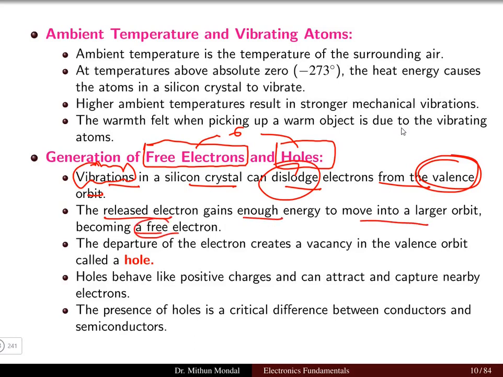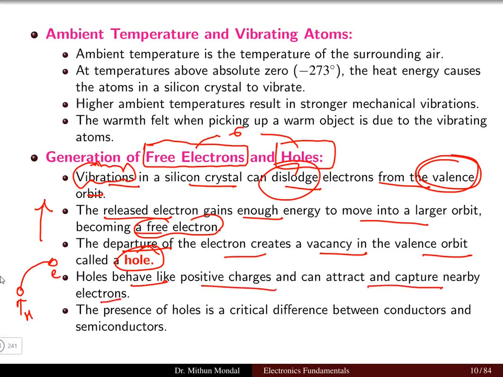So electrons will move from one orbit to another orbit of higher energy. The departure of the electron creates a vacancy in the valence orbit, which is called a hole. So when the electrons move from one orbit to another, then the hole is created. So this is the hole, and here the electron has moved. Holes behave like positive charge and can attract and capture nearby electrons also.